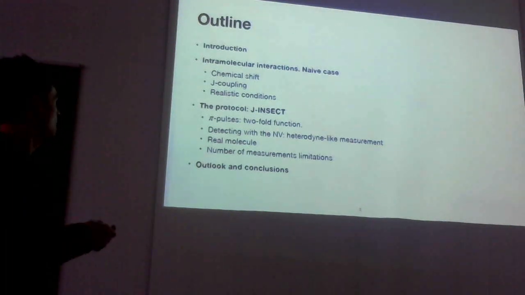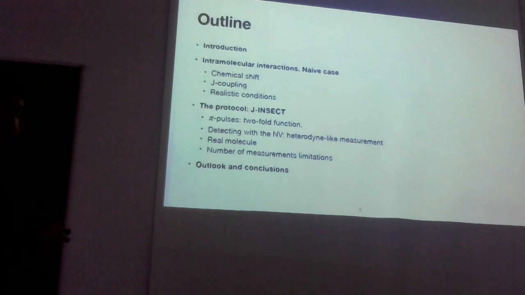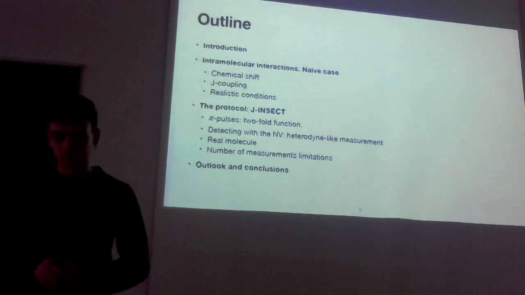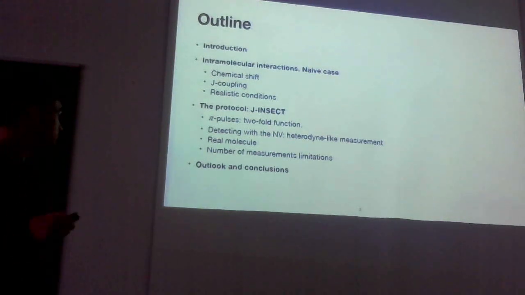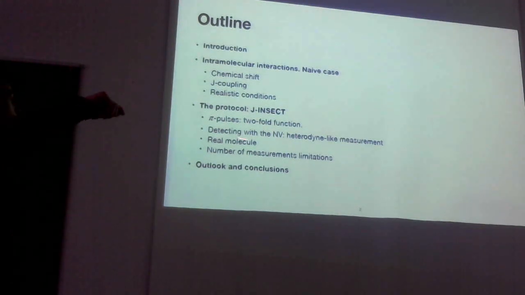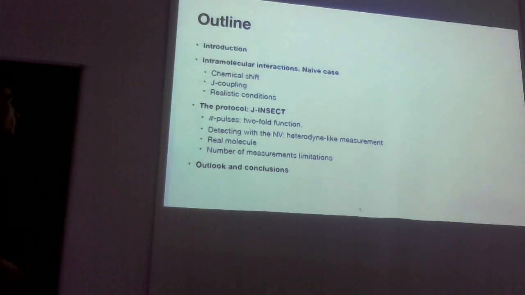Once I've done that, I'll introduce the protocol and talk about its different parts. First, I will talk about how we use pi pulses for two main reasons. And then the detection stage, because the pi pulses are used for codification, while then you have to detect something with the NV, so this is also a part of our protocol.